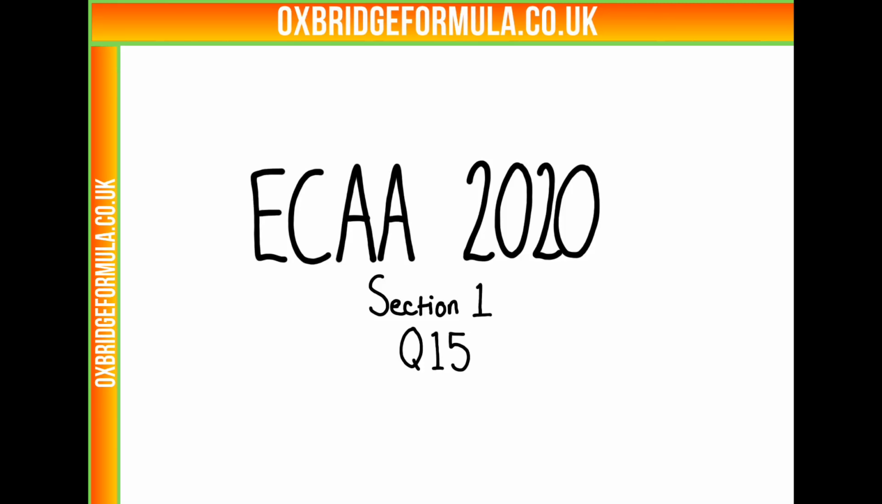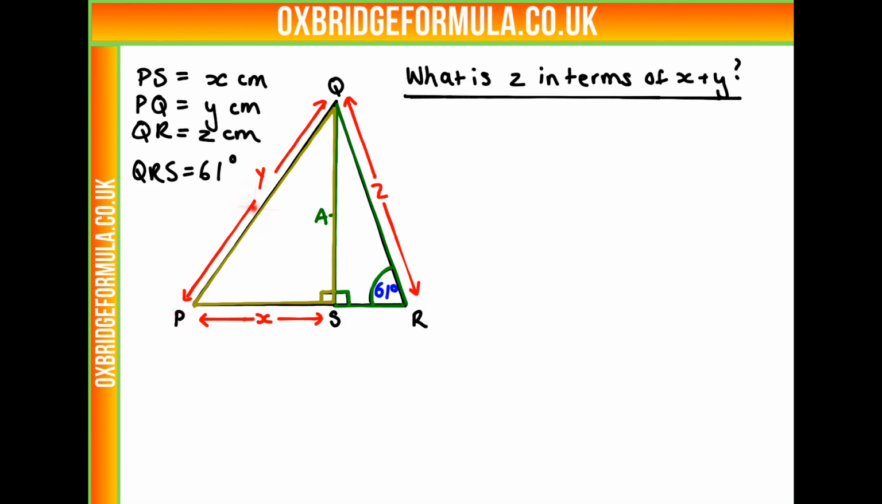In this video, looking at ECAA 2020, Section 1, Question 15. So we have this triangle here, PQR, and we can see that it's split into two different right-angled triangles. This angle here is 61 degrees, and we've got some different lengths, x, y, and z. And we're asked, what is z in terms of x and y?